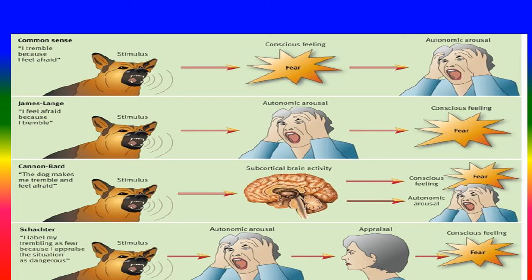Look at this picture, a comparison between each of the theories. Common sense: stimulus, conscious feeling, fear, autonomic arousal. James-Lange theory: stimulus, autonomic arousal, conscious feeling, fear. Cannon-Bard theory: stimulus, brain activity, conscious feeling, autonomic arousal, fear. Schachter theory: stimulus, autonomic arousal, appraisal, conscious feeling, fear.